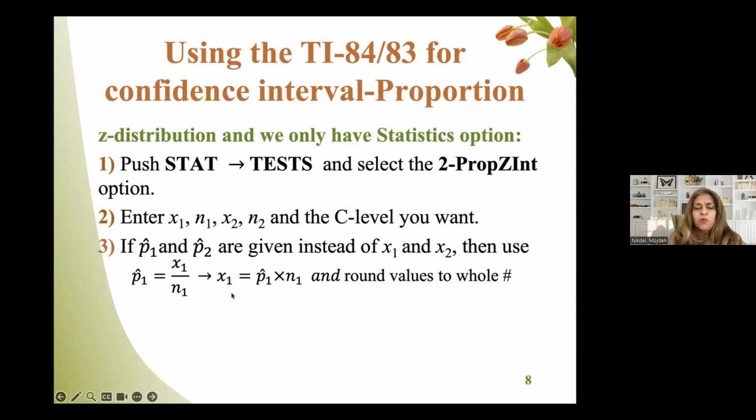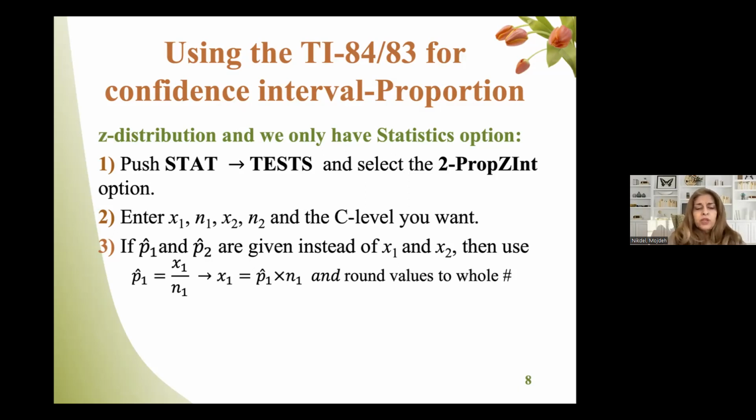And x1, like n1, is either a number of people or a number of items. You have to round up to a whole number. You cannot have a decimal number for your x1. Why? Because x1 is either the number of people or the number of items.